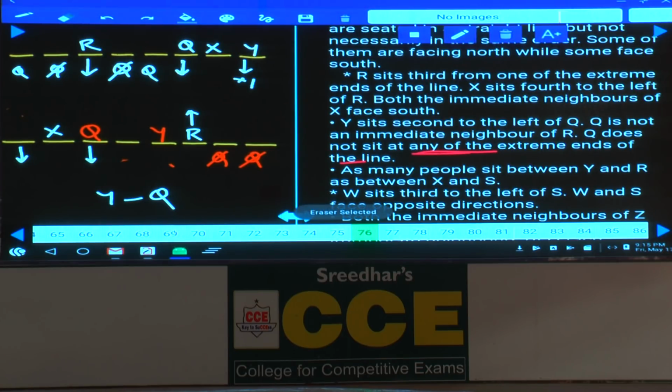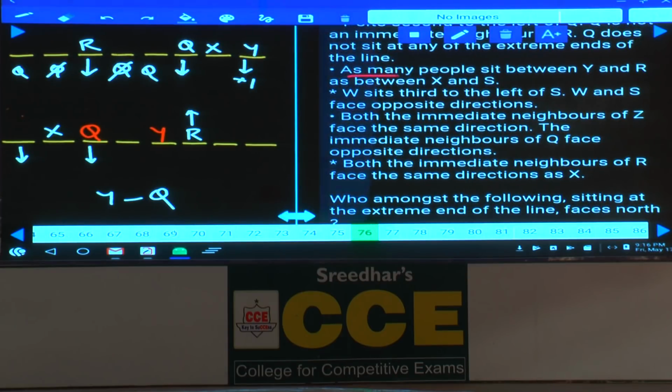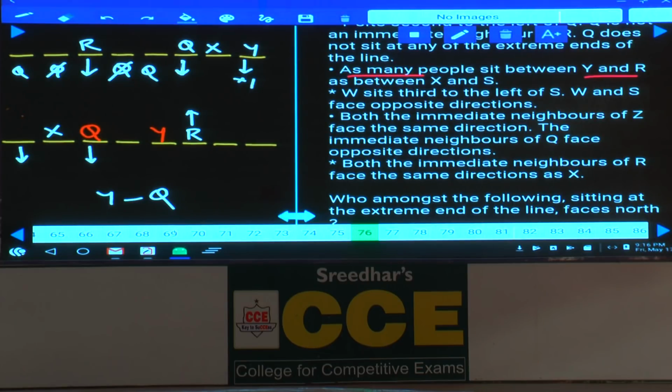Now we are able to finalize the positions of Y and Q. The next one: Y sits second to the left of Q, and Q does not sit at any one of the extreme ends of the line. Next information: as many people between Y and R as between X and S. Now, in the first case, how many people are there between Y and R? 1, 2, 3, 4, there are 4 people. As there are 4 people between Y and R, between X and S there must be 4 people, hence S must be here.